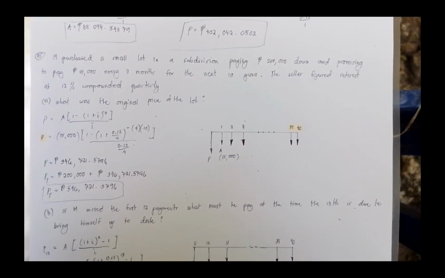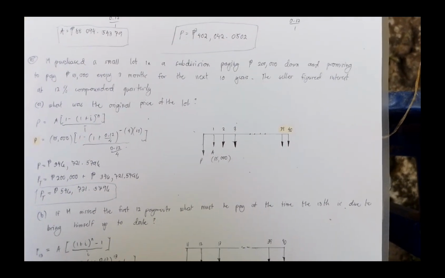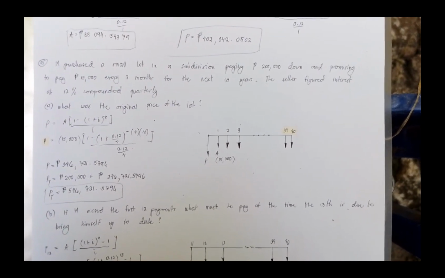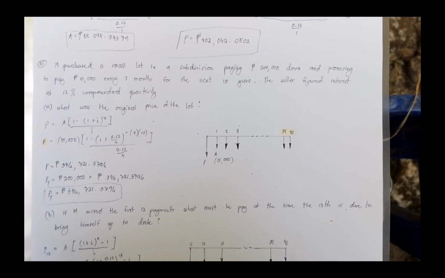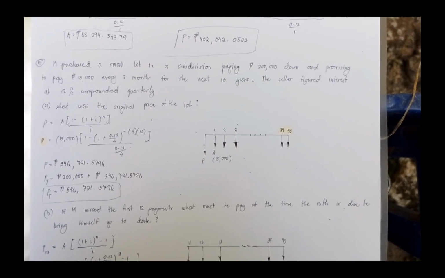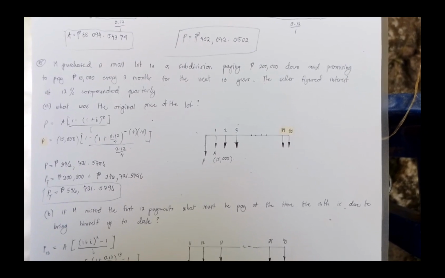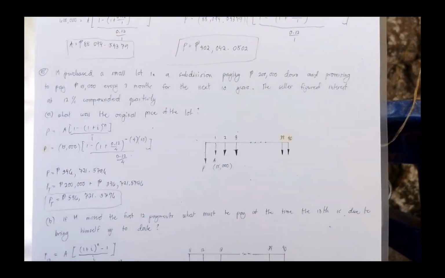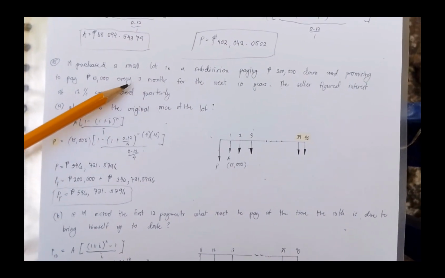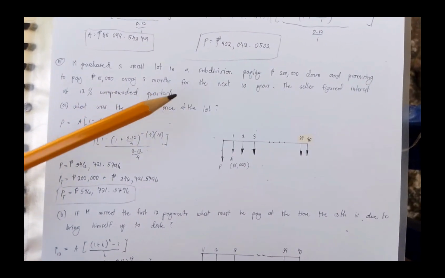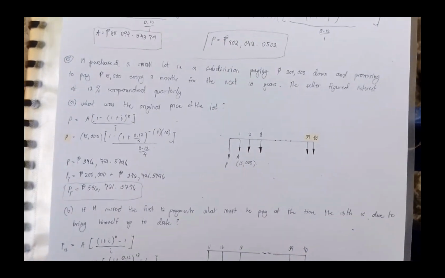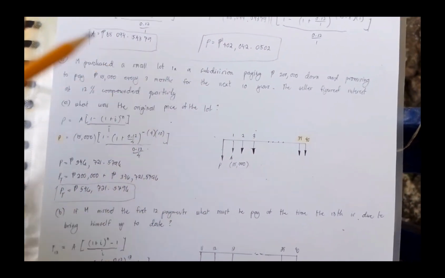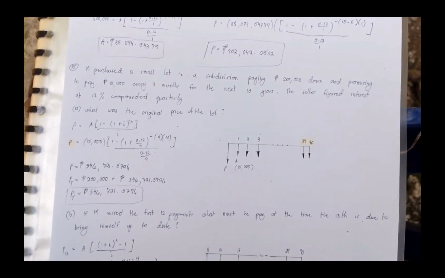M purchased a small lot in a subdivision, paying 200,000 down payment and promising to pay 15,000 every 3 months for the next 10 years. The seller figured interest at 12% compounded quarterly. So there is a payment every 3 months for the next 10 years, meaning 12 divided by 3, that would equal 4. So, compounded quarterly.